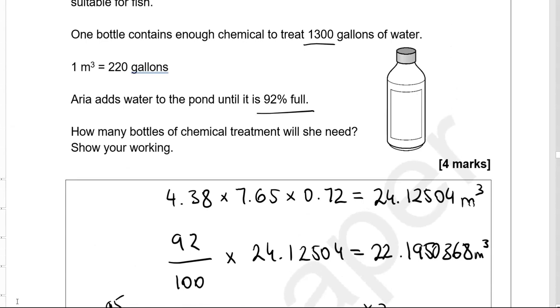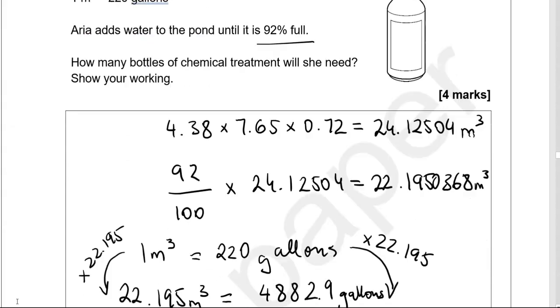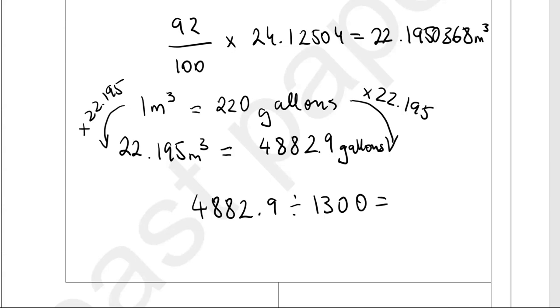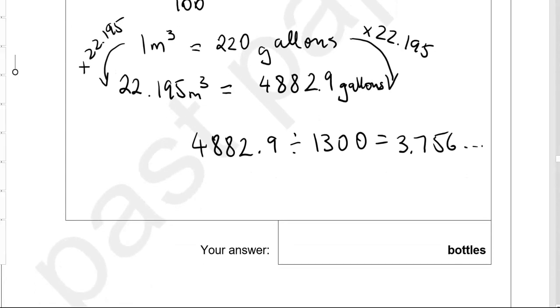One bottle can treat 1,300 gallons. So we'll divide this by 1,300 to work out how many bottles. So we get 3.756 and so on. Now, of course, we're going to have to round up because we can't buy less. If we go for 3 bottles, that's going to be less than all we need. So 4 bottles is the answer.